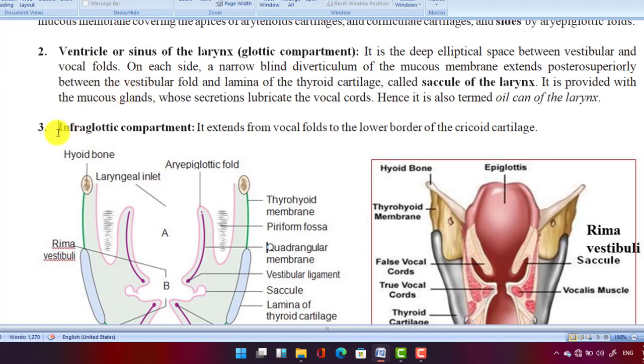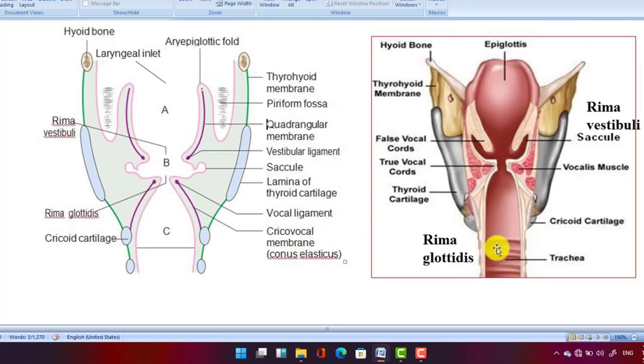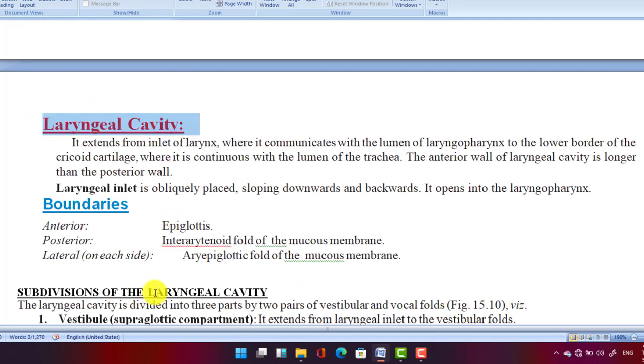Then there is the infraglottic compartment. The infraglottic compartment extends from the vocal folds to the lower border of cricoid cartilage. So this area will be the lower border of cricoid cartilage, and these are the vocal folds. These are vestibular folds, and these two are the vocal folds, true vocal folds or vocal folds. And this is the beginning of the trachea, or the lower border of cricoid cartilage. So this is the infraglottic region, this is the glottic region, this is the supraglottic region. Okay, so this was about the laryngeal cavity, my friends.